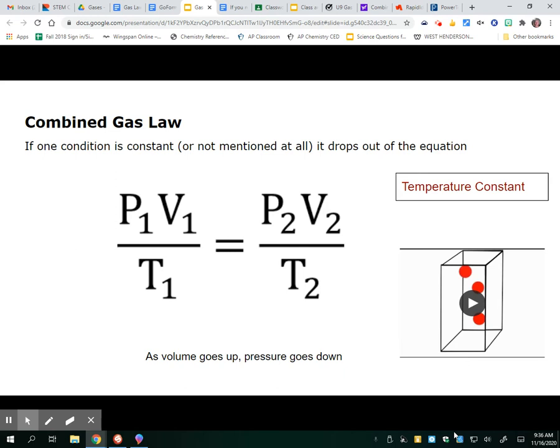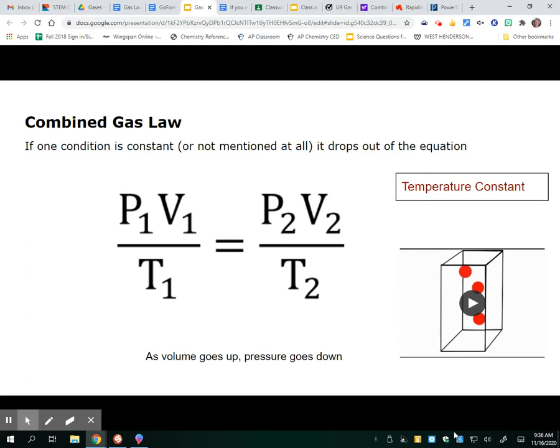Again, you'll know you need to use the combined gas law if you have two of something. So two pressures, two volumes, two temperatures. Now, if one condition is constant, like our temperature isn't going to change or our volume isn't going to change, or one of those conditions is not mentioned at all, it's going to drop out of the combined gas law equation.